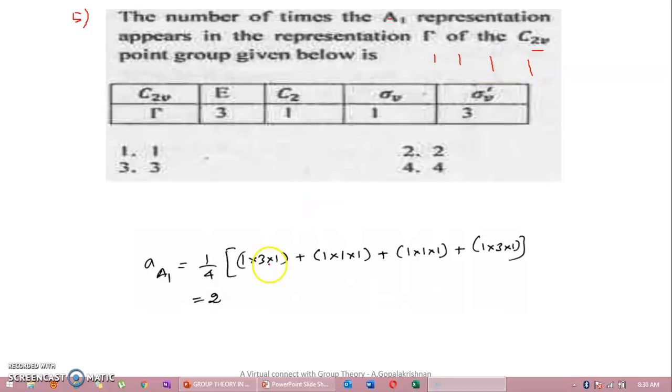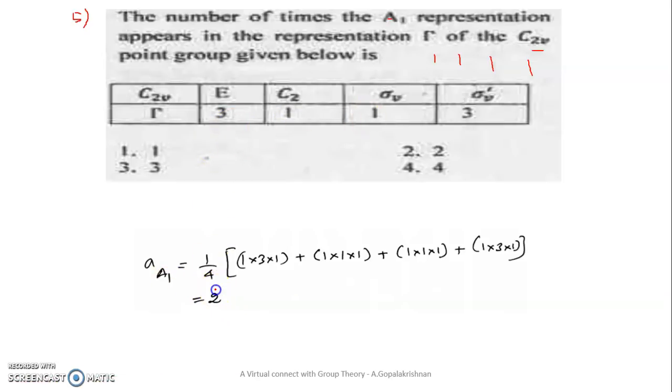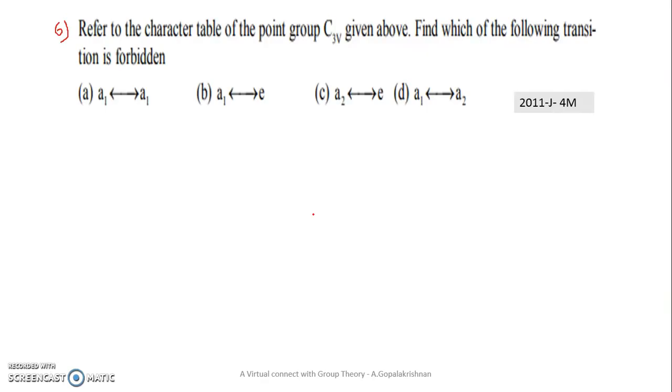Now you just use this here in the reduction formula and calculate the number of A1 present. So this reducible representation contains 2 A1 irreducible representations. So the correct option is 2. Are you able to follow? Yeah. Then see question number 6.